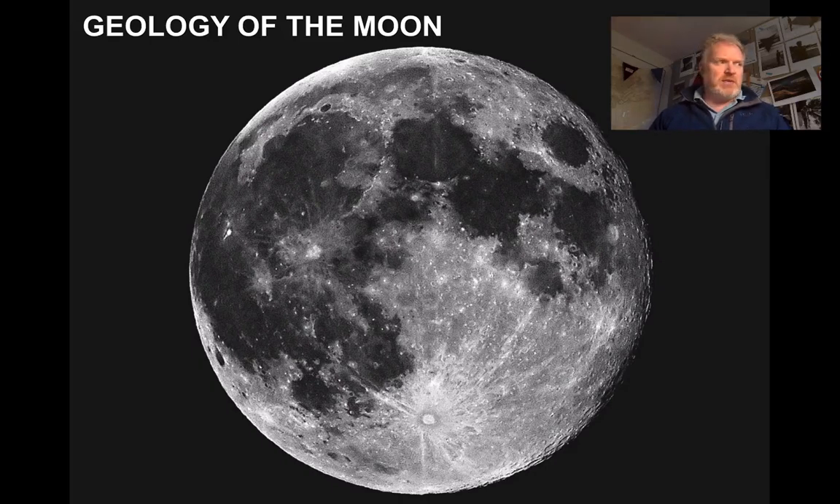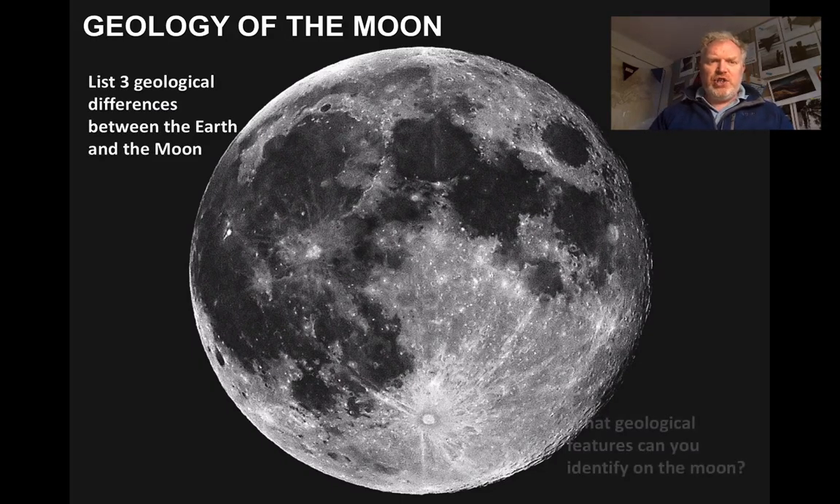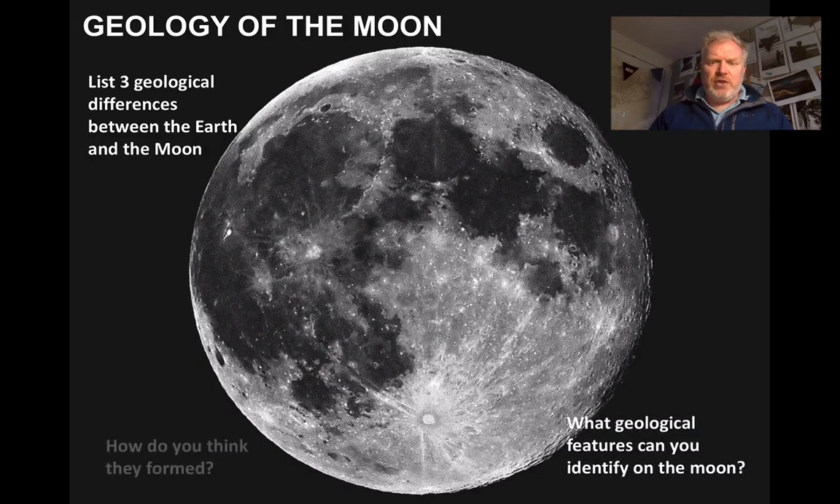So for our first activity, on page 10 of our booklets, I'd like you to list 3 geological differences between the Earth and the moon. Remember to keep them geological. What features do you think are here? What can you identify? And perhaps you can start to think about how you think each of these features actually formed. You do need to look carefully and think carefully about this.